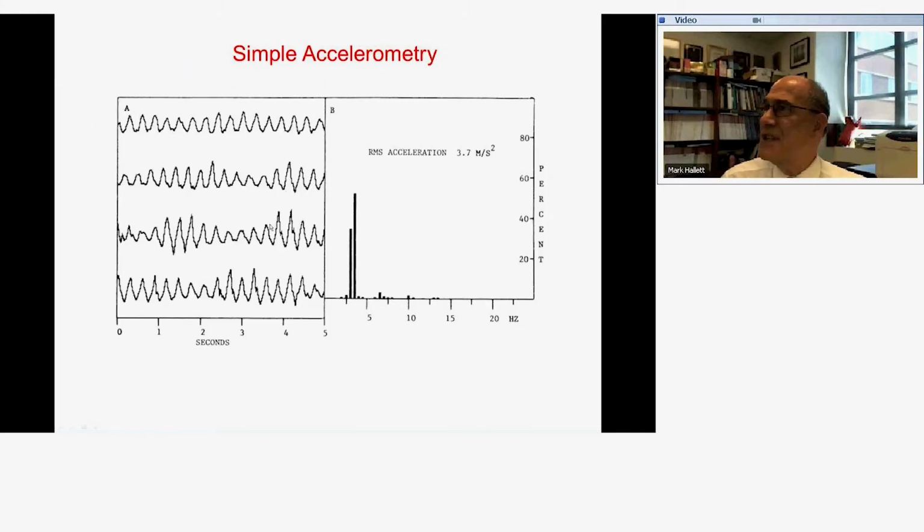In terms of accelerometry, one can look at the raw data, where you can see the oscillations of a particular body part, let's say of the wrist. You can look at that and get a sense of what it looks like. You can do a frequency analysis of it. You can do a root mean square acceleration to get the approximate amplitude. So you can characterize by accelerometry what's going on.